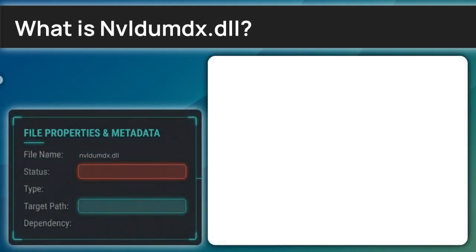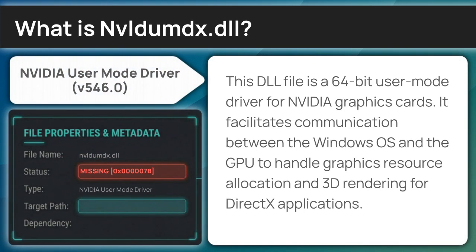This DLL file is a 64-bit user mode driver for NVIDIA graphics cards. It facilitates communication between the Windows OS and the GPU to handle graphics resource allocation and 3D rendering for DirectX applications. Knowing the file's purpose is helpful, but now we need to physically restore it.